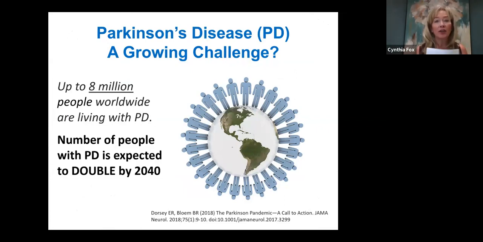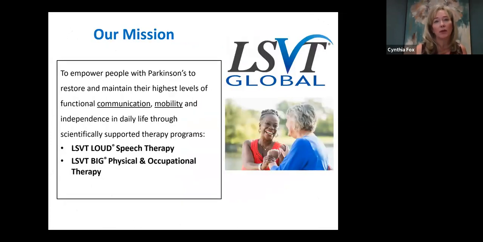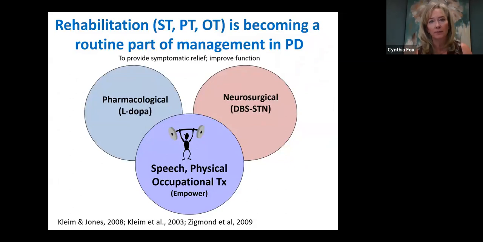We know that Parkinson's disease is a growing challenge. Up to 8 million people worldwide are living with Parkinson's disease, and that number has been expected to double by the year 2040. So there's an increasing need to, one, find a cure, but in the meantime, also, how can we help people live their best lives? Our mission then at LSVT Global has been to empower people with Parkinson's to restore and maintain their highest levels of functional communication, mobility, and independence in daily life through scientifically supported therapy programs. LSVT LOUD, again, is our speech therapy. LSVT BIG is our physical and occupational therapy.